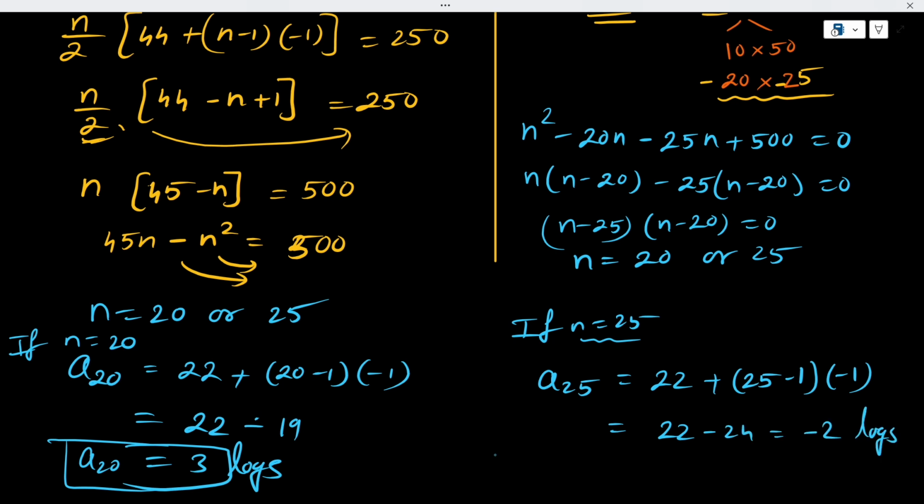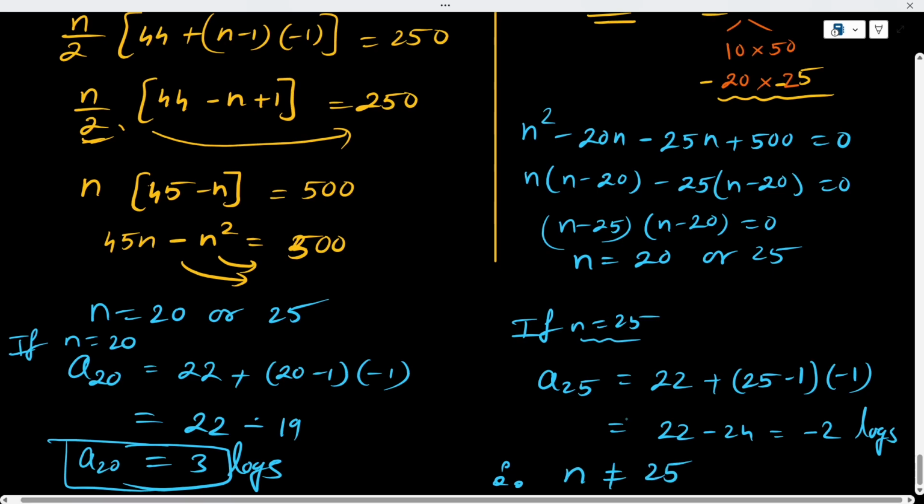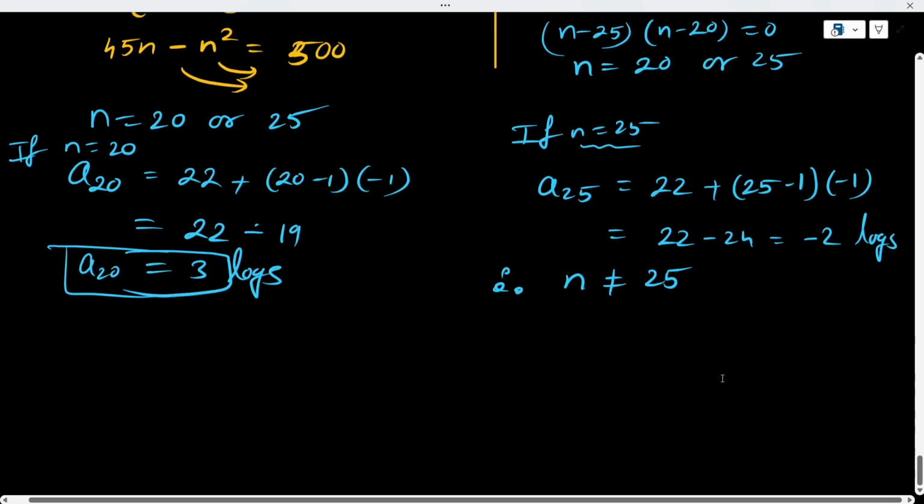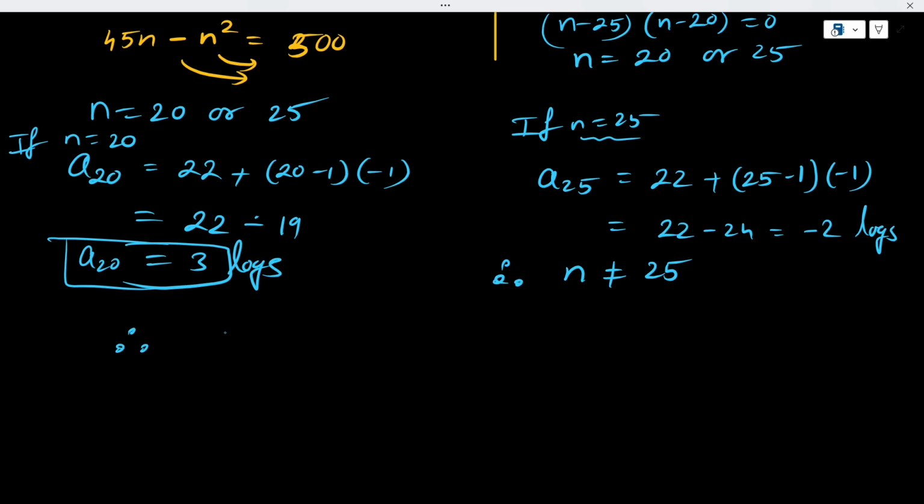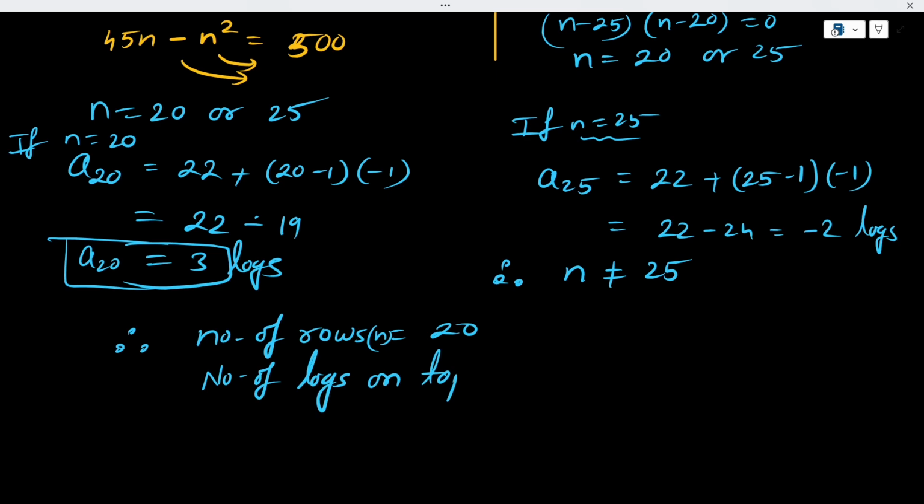Is it possible? So we will write down here, therefore n cannot be 25, because the number of logs cannot be negative. So therefore n, the number of rows, is going to be 20, and the number of logs on the top row, which is the 20th row, is 3 logs.